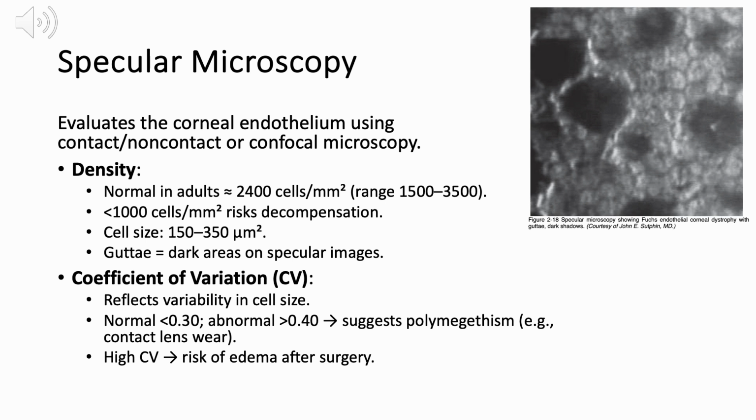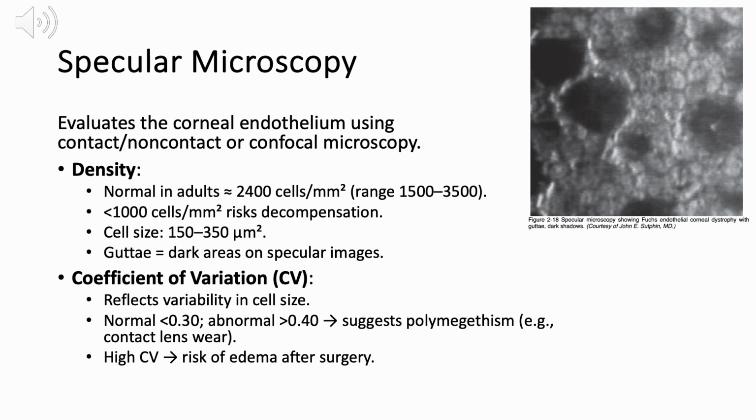Next is specular microscopy, which is used to assess the corneal endothelium. This can be done with contact, non-contact, or confocal microscopy. We focus on two main metrics, density and the coefficient of variation, or CV.